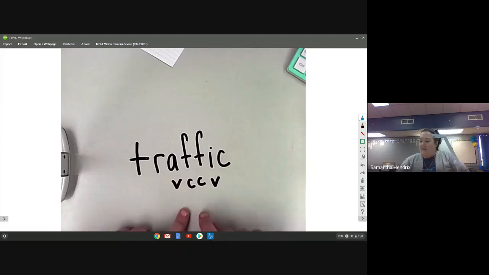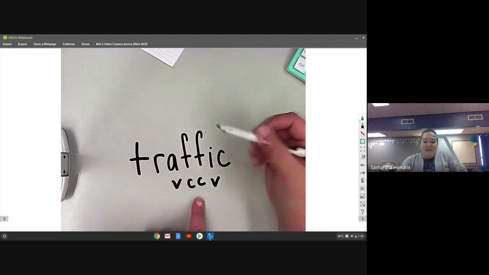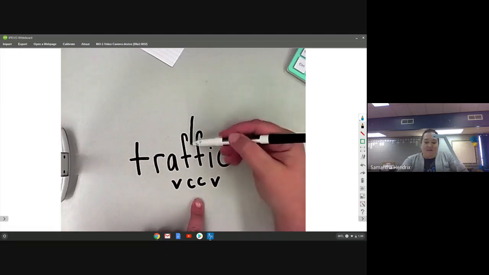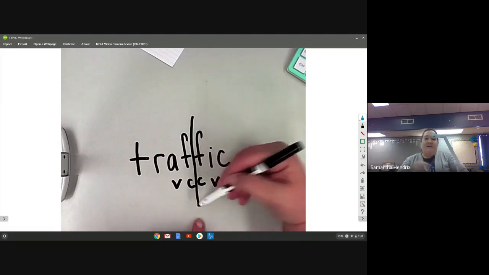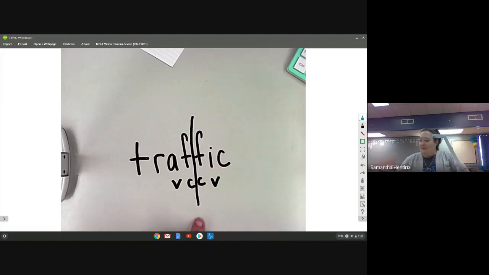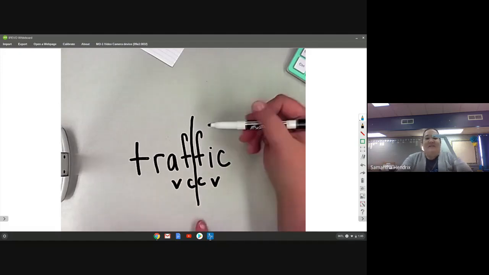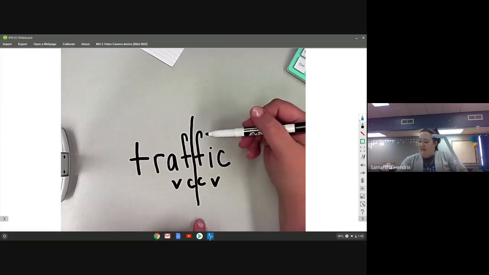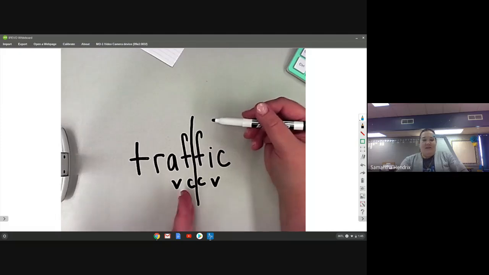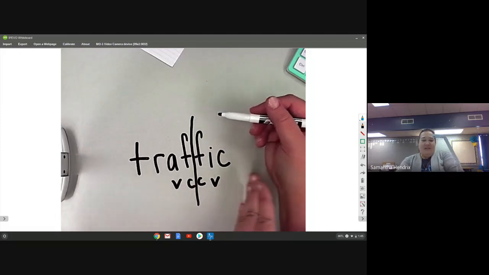Now we have a vowel, consonant, consonant, vowel pattern, or we call this our VCCV pattern. When we have a VCCV pattern, the best place to divide the word is between the 2 consonants. Just like that. This is called a division line. It shows where there are 2 syllables in the word. So this is a syllable and this is a syllable. That's going to help us pronounce it.